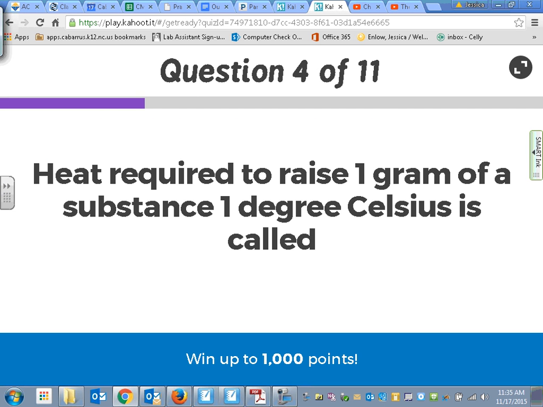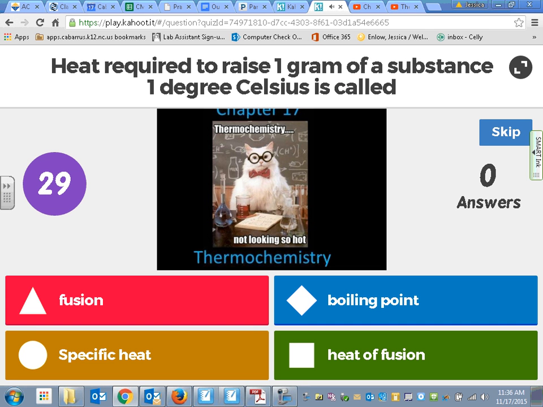Heat required to raise 1 gram of water by 1 degree Celsius is called... This is my favorite part. Keep it up.